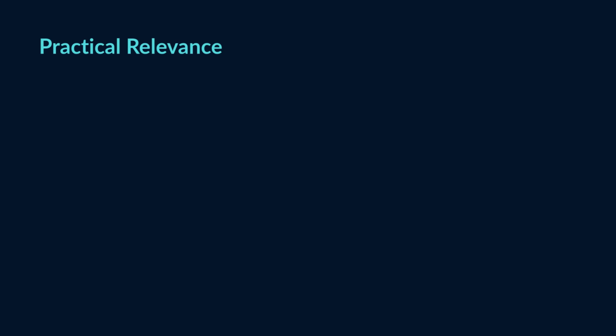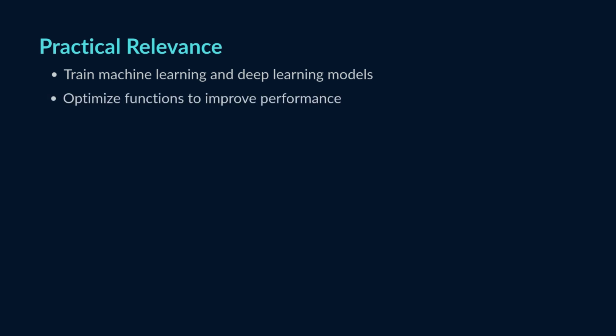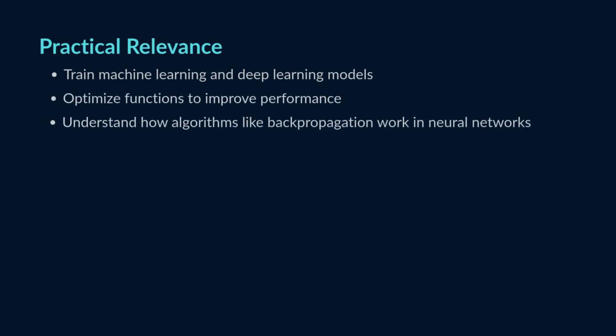In this course, you will see how calculus concepts are used to train machine learning and deep learning models, optimize functions to improve performance, and understand how algorithms like backpropagation work in neural networks. We will revisit these ideas with practical examples and coding exercises to make them clear and usable in your AI projects. Calculus provides the mathematical language for how AI systems learn and improve. By mastering these essentials, you will gain a deeper understanding of how modern AI algorithms operate and how to work with them effectively. Let's continue building your mathematical foundation for AI.